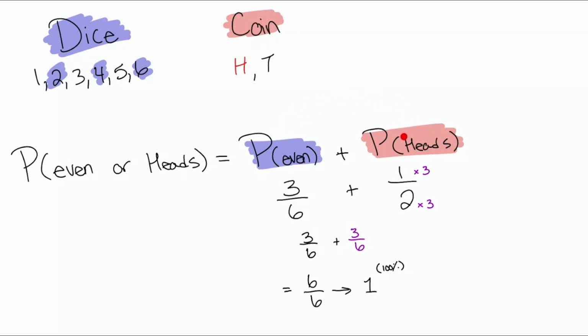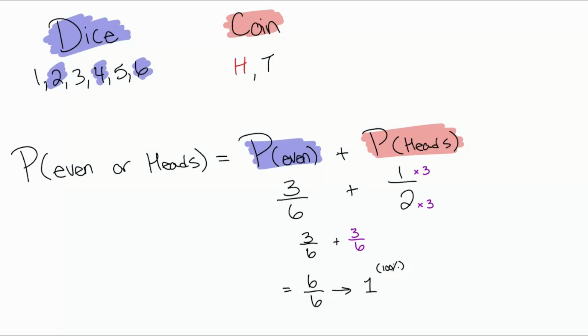Remember, the word or means this happens by itself or this happens by itself, but there are times where they both happen at the same time. And if they both happen at the same time, everybody, what's that O word that we've been using? Overlap. Exactly. That is overlap. And so we have to take that into account.